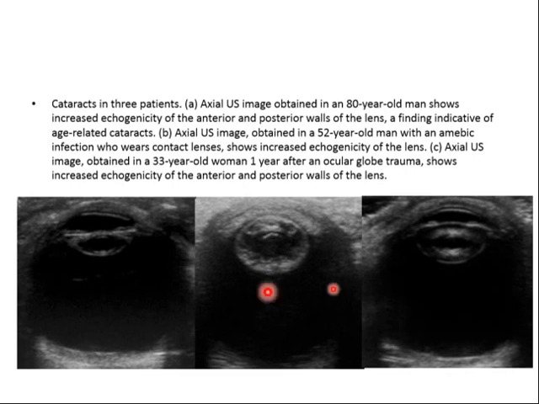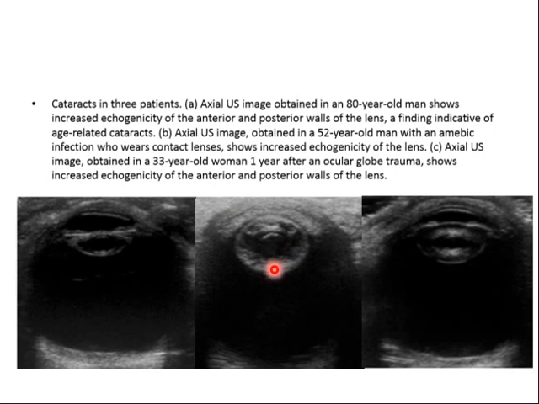Okay. This is an opaque, echogenic lens. Here we see echogenicity of the anterior and posterior walls, and this one is also thickened and oval in shape, and this one has increased echogenicity of the anterior and posterior walls and is thickened. This is cataract in 3 different patients. This one is age-related, the second one is after trauma, and this one is after trauma, and this one after infection.